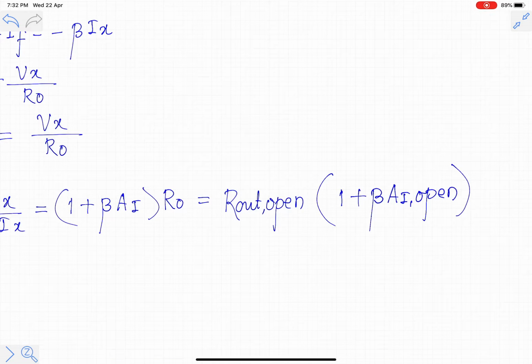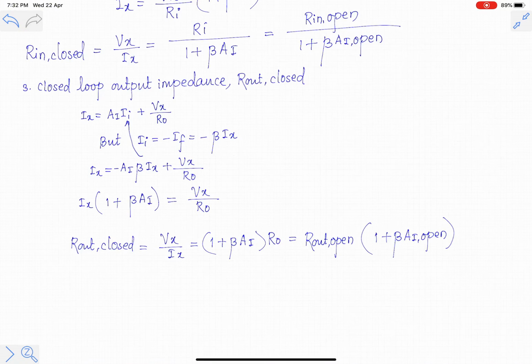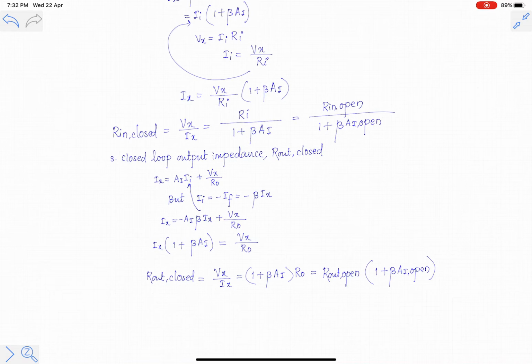So the open loop output impedance is multiplied by 1 plus loop gain in the closed loop configuration. The output impedance has increased, making it closer to the ideal value. So this is the analysis of the current amplifier.